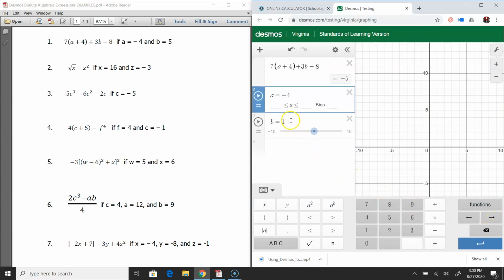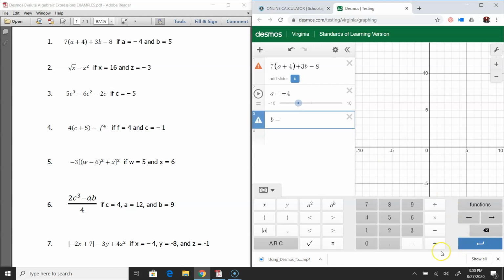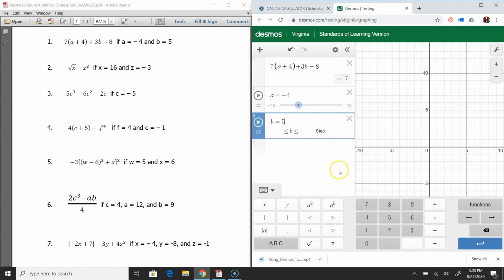Then I'm going to come down here beside B equals 1, and again, I'm going to click to the right of that 1, and I'm going to backspace and change that B to a 5. Now, once I've done that, you'll see up here that here is the answer for my problem. So the calculator is plugging in -4 for A, and it's plugging in 5 for B, and then it's working out the answer, and it tells me that that answer should be 7.